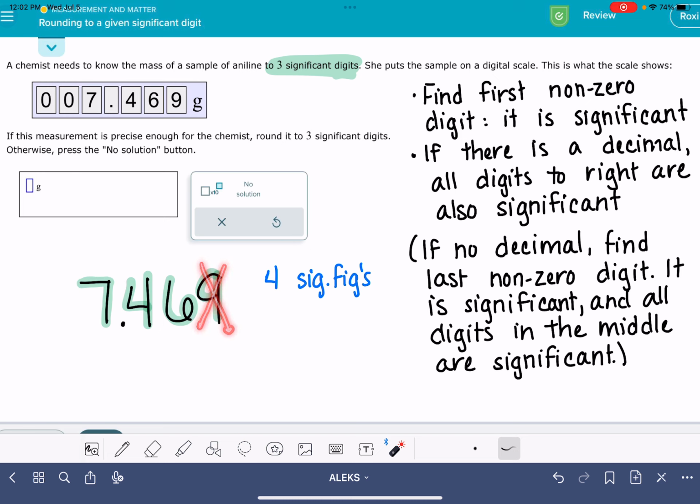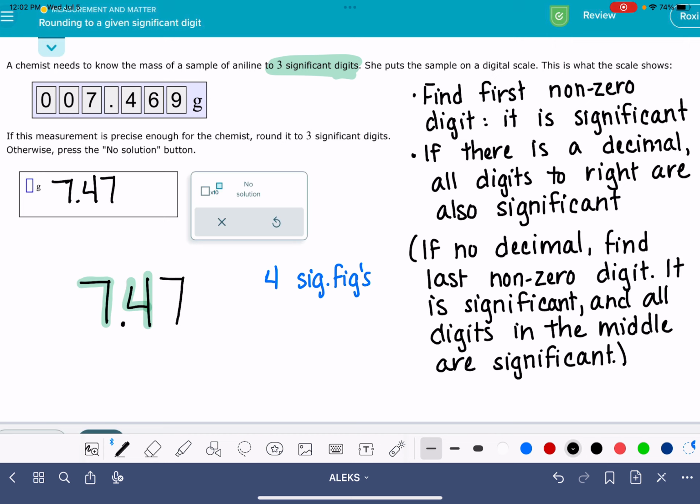Now, I can't just drop this number, as you probably know. If you're going to take a digit away, you need to think about how that affects the number immediately prior, just in terms of rounding. If the number that we are removing is 5 or greater, then we are going to need to round the number immediately prior. So since it is a 9, which is greater than a 5, I am going to need to round that 6 up to a 7, and my answer is going to be 7.47.